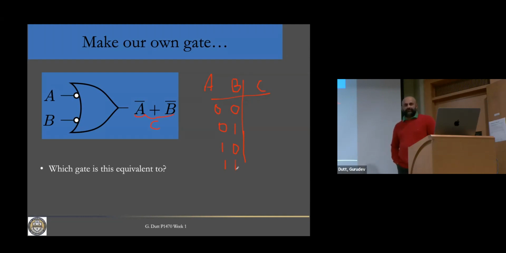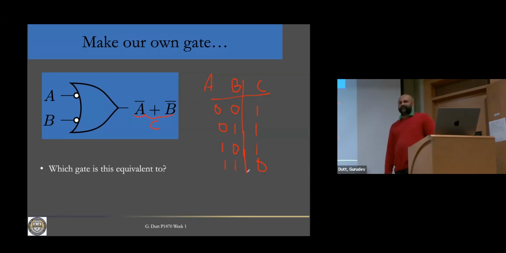Anybody want to fill me in on the first row? Yes. One. Second row? Yes. One as well. Third row. Anybody? Yes. One. Fourth row? Yes. You're right. 0. Everybody agree with this? See how easy it is to make your own gate?